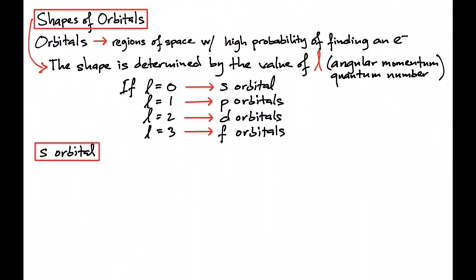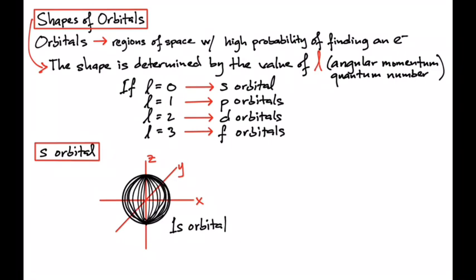So let's take a look at this first one here, the s orbital. What does an s orbital look like? According to the quantum mechanical model, an s orbital is basically a sphere, right? So if you have an xyz coordinate, a 3-dimensional graph, what you're looking at for an s orbital is a sphere. Okay, so it's spherical in shape.